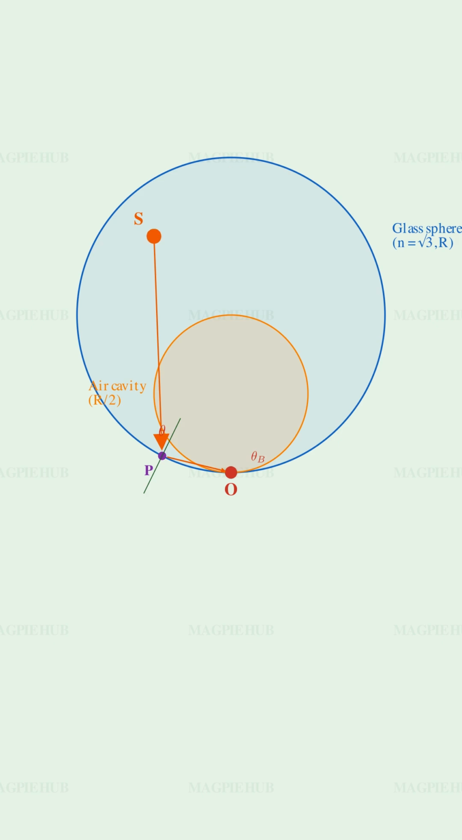An unpolarized light source S is located inside the glass. The light ray travels from S, hits the inner surface of the glass sphere at some angle theta, and after refraction it reaches point O at the glass-air interface, where the reflected light is fully polarized.